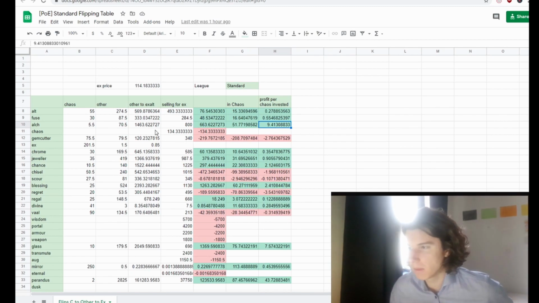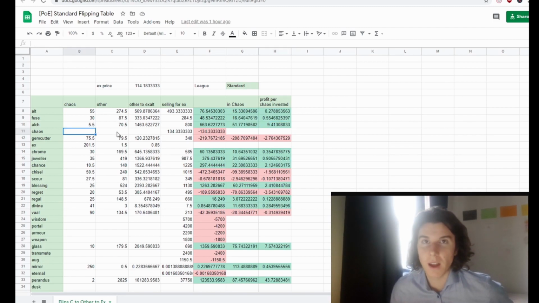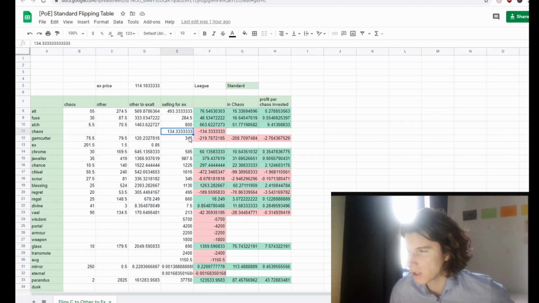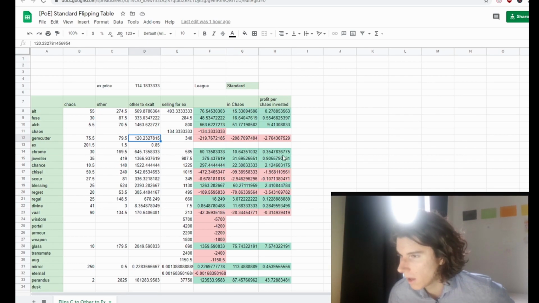And some don't load. For example, I didn't load the chaos to chaos conversion rate because they are usually memes. And then how much you can sell the exalt for sometimes. And the average price is 140.18 C for one exalt. You can see it up there. And some other trades aren't profitable. For example, gem cutters at the time in standard aren't profitable.